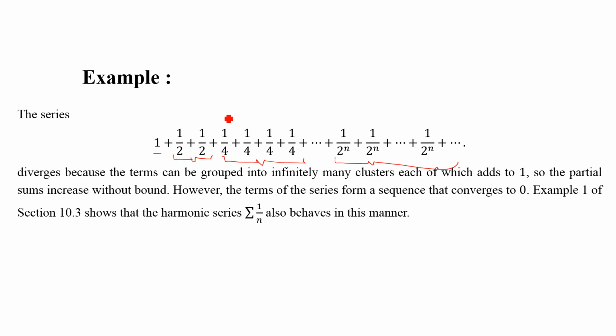And we can see that each of the clusters adds to 1. This 1 plus 2 plus 1 plus 2 is 1. So 4 times 1 plus 4 is 1. Similarly, n times 1 over 2 to the power n is 1. So this series diverges because each grouped term adds to 1. The partial sum increases without bound because we are going to add 1 infinite times, right? So this series diverges consequently.